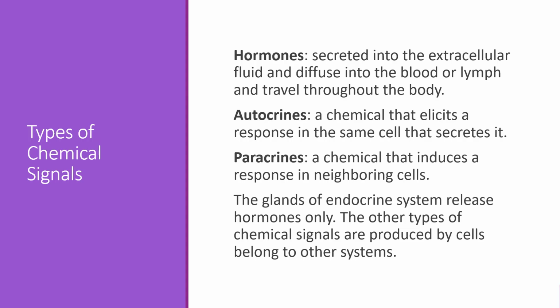So the glands of the endocrine system are going to release hormones only. The other types of chemical signals that I just mentioned, the autocrines and the paracrines, are produced by cells that belong to other systems, and they will come up periodically.